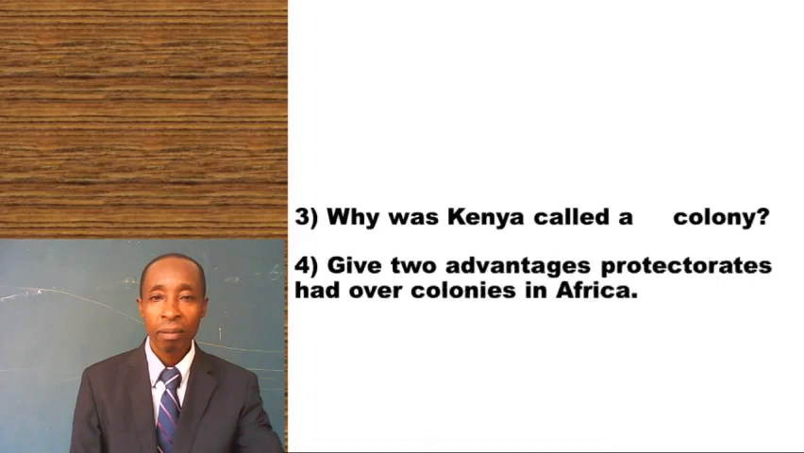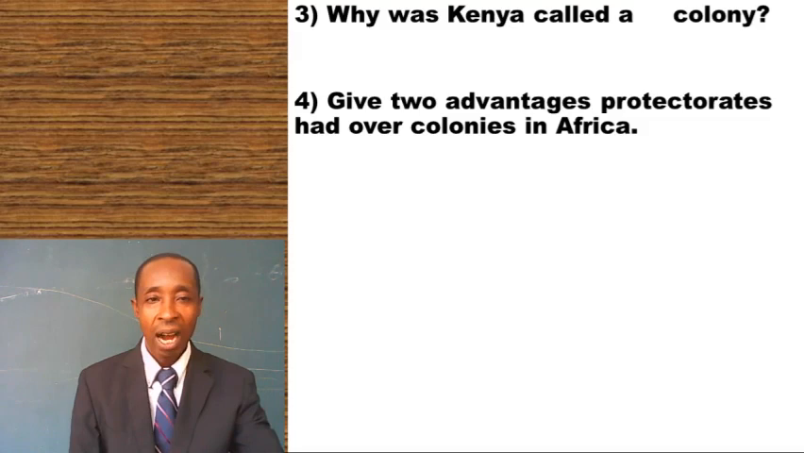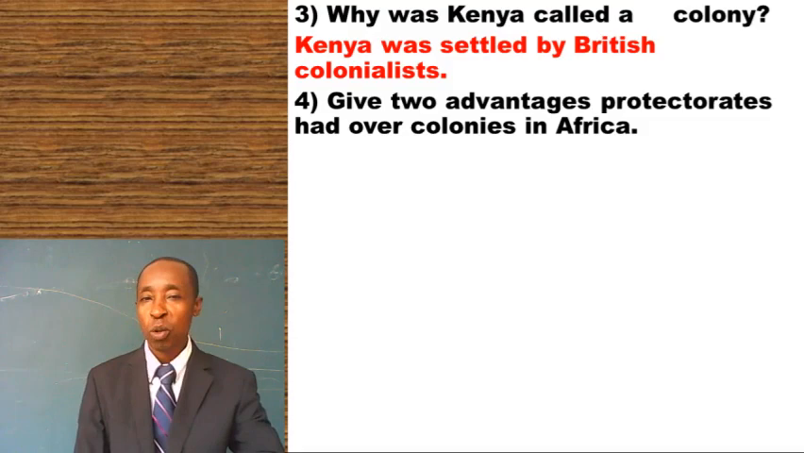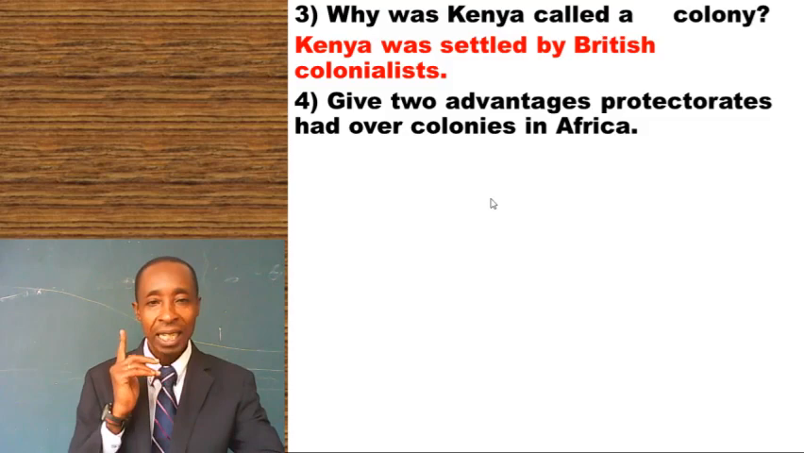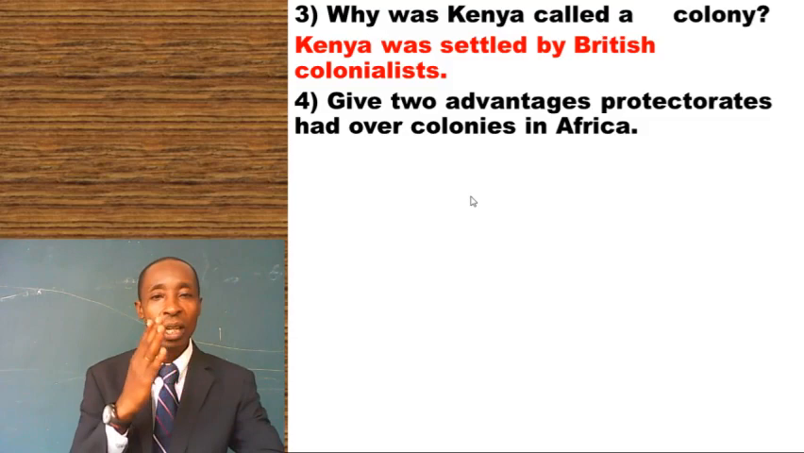Number three: why was Kenya called a colony? The solution comes from the meaning of colony. In the previous lesson, we talked about the meaning of colony. So what do you think is the possible solution here? Kenya was settled by British colonists. We said for any area to qualify as a colony, it must have been settled by the colonists. So that's the major aspect there, being settled, though that same answer can be paraphrased in many other ways.